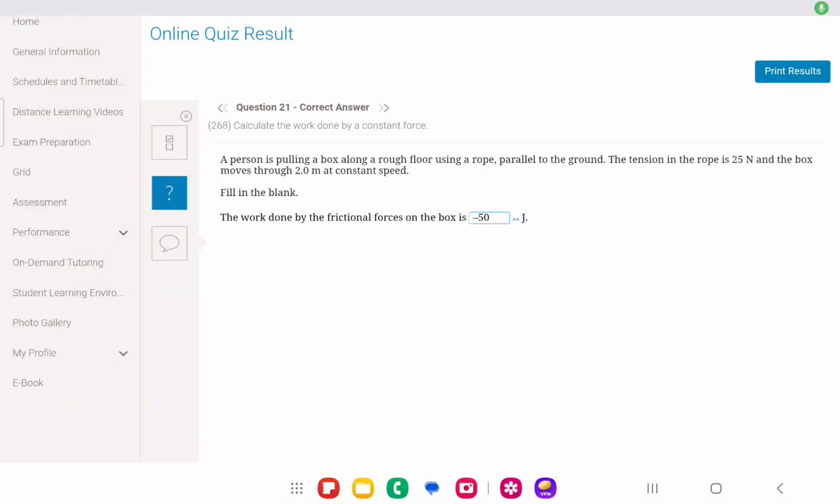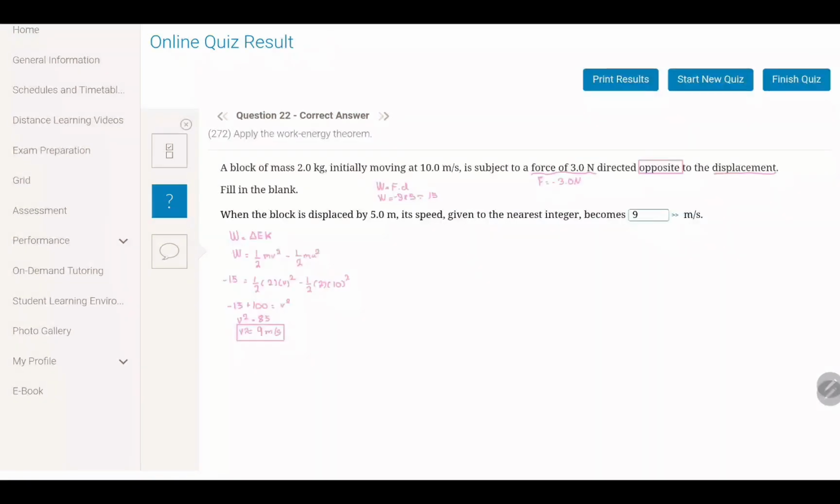This one is W equals FD, which is 25 times 2, and it's 50, okay? But it's negative because they're asking you for the work done by the frictional forces. Frictional force is equal to the force acting on the object, but in the other direction. So it's just negative.